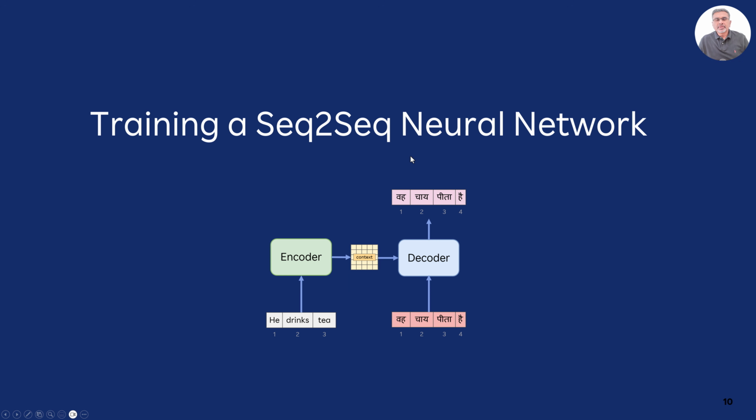All right. So let's start with how do you train a sequence to sequence neural network architecture? We'll use the following example. We'll use the source language as English. So the training sentence first is "he drinks tea." And we'll use the target language as Hindi. Because you're training, you have to give it the corresponding Hindi sentence for "he drinks tea" in English, and that would be "wo chai pita hai."